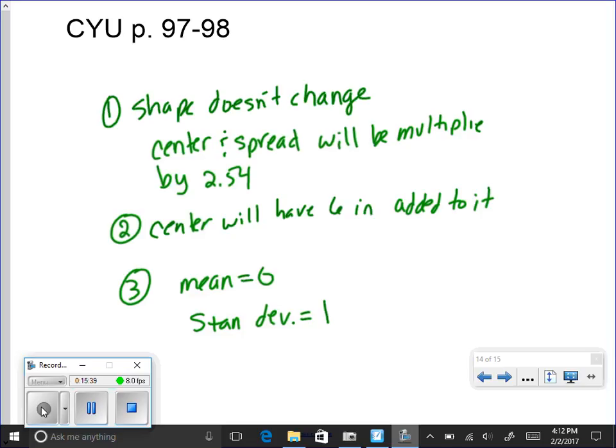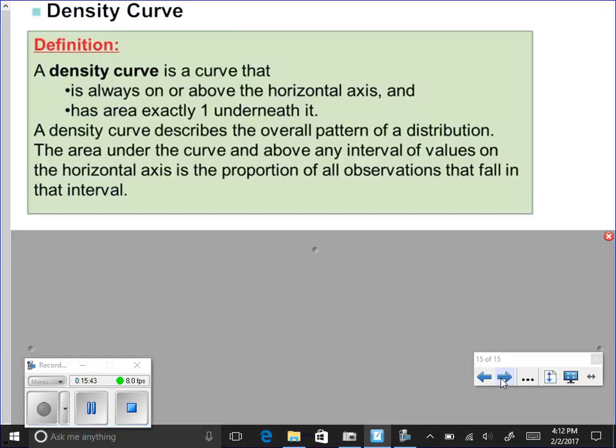So the last thing I'm going to leave you with is this definition of what a density curve is. I'm not going to really talk about that now. We'll do that more in class. But take a minute to write this down in your notes, and we'll cover more of that together.